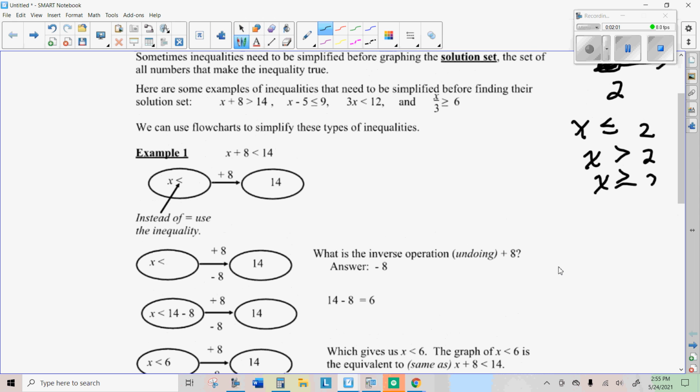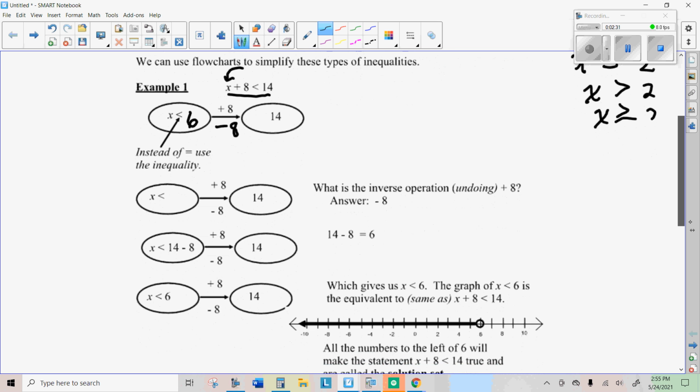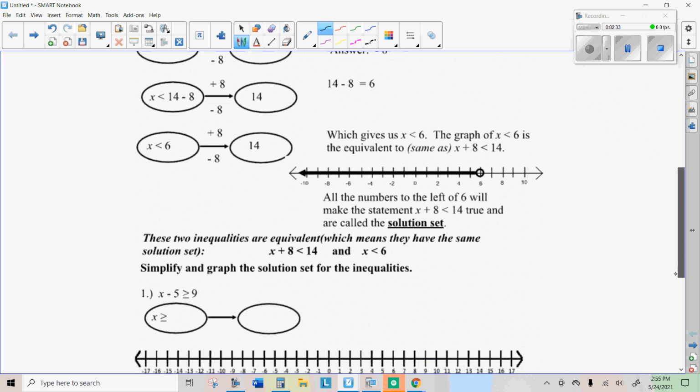So if you have x plus 8 is less than 14, you can think of that as you're looking for numbers that you add 8 to. Okay, so you can use your backtracking diagram to get 14. So in order to figure out what those numbers are, you would start with 14 and subtract 8, and that would give you 6. And so I just went over what that is.